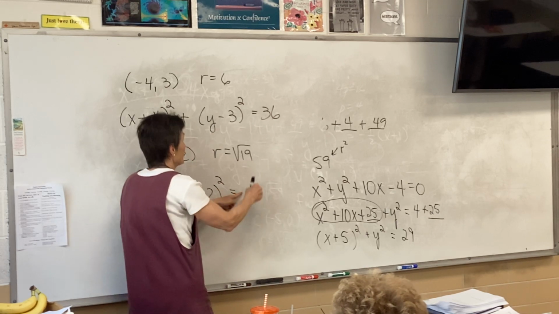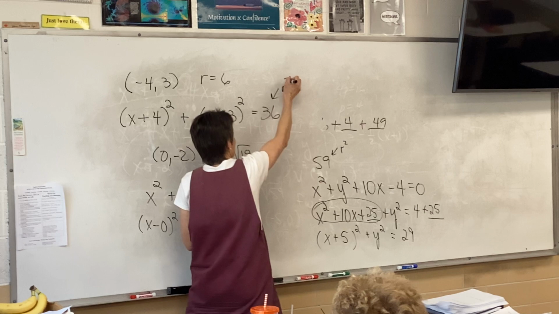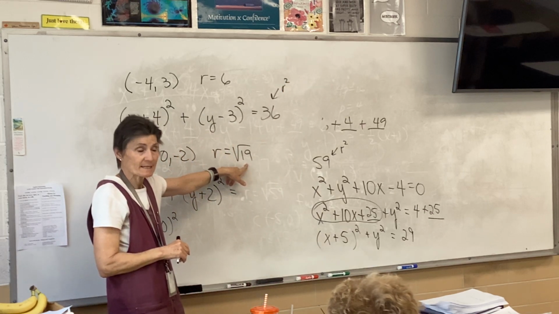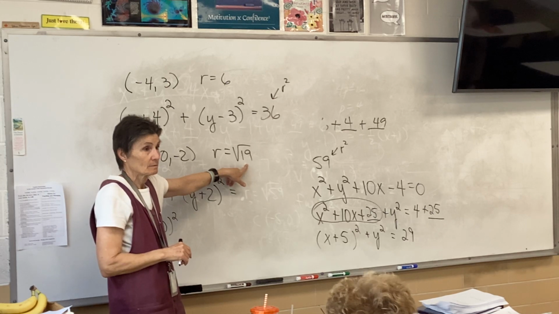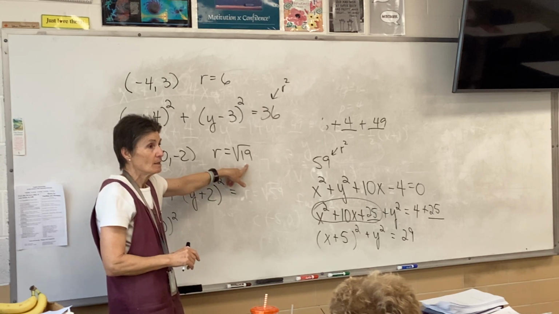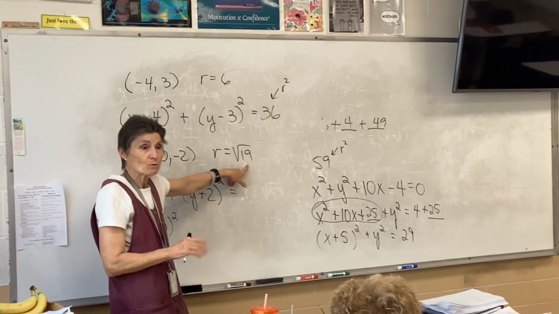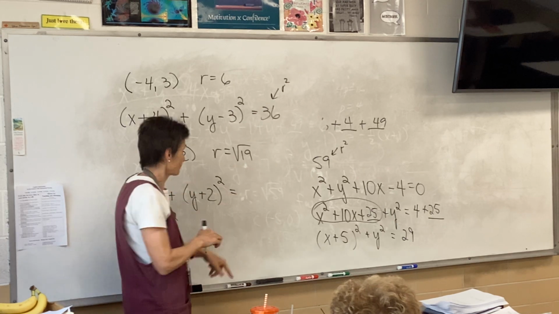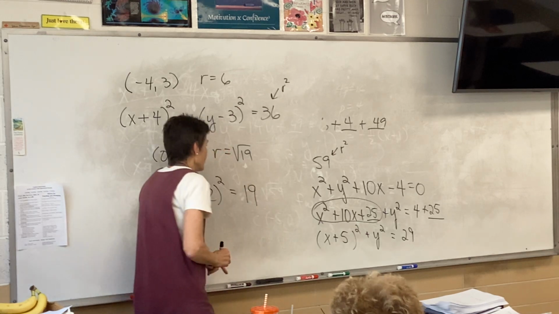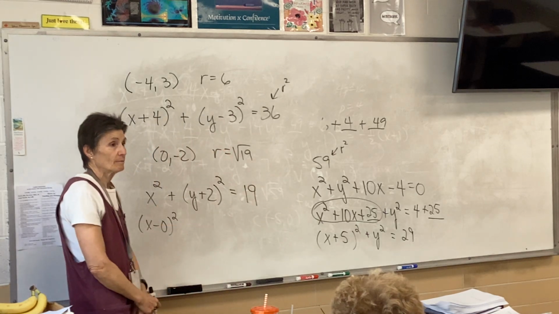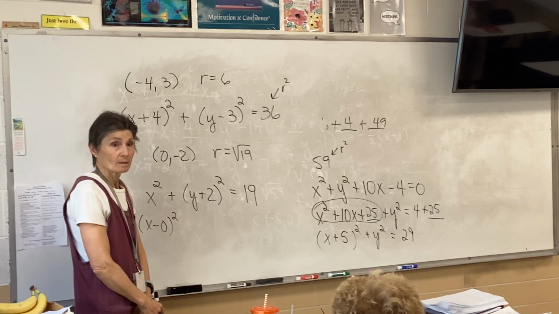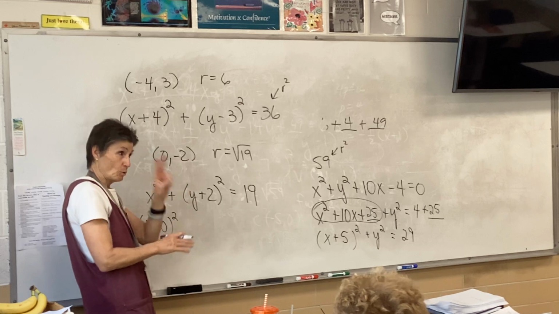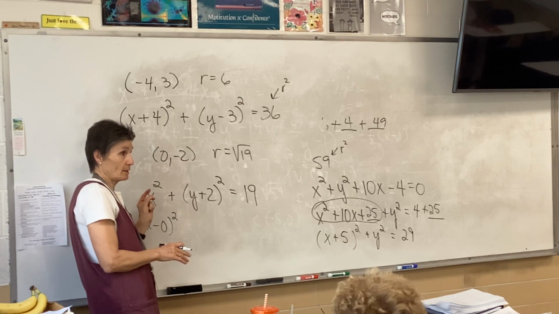What goes here? This number is always r squared. So what happens when you square the square root of 19? You don't need a calculator. It's just 19. Remember, if you square a square root, it's just the number. So that is the equation. Okay? All right, so two questions, and that's what they're gonna look like.